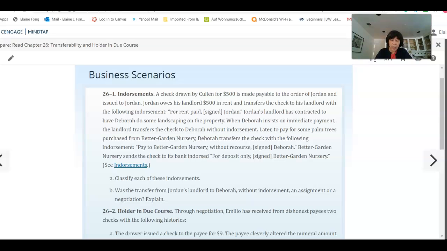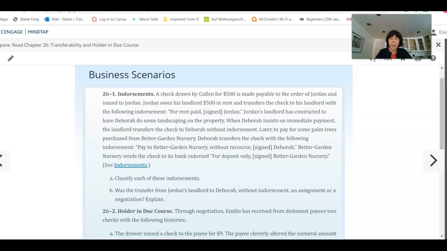This is what she writes on it. She writes, pay to Better Garden Nursery without recourse. And then she signs it. All right, so what type of endorsement is that? Well, you see it says that it's being transferred to Better Garden Nursery. So that makes it a special endorsement. And then there's some extra language. The phrase without recourse, we've learned that that indicates a qualified endorsement. So we actually have a double endorsement here. We have a special qualified endorsement.